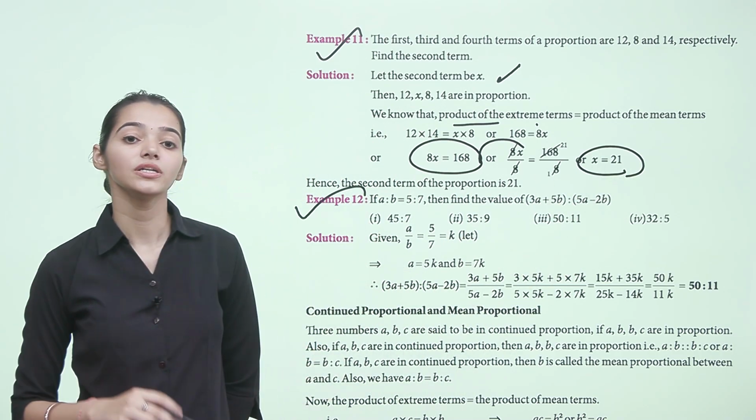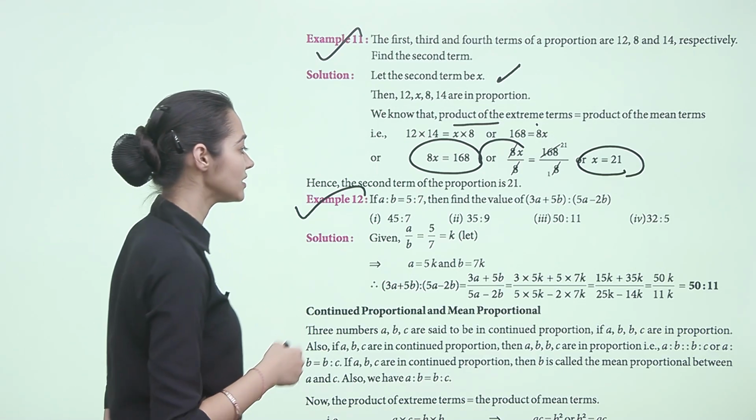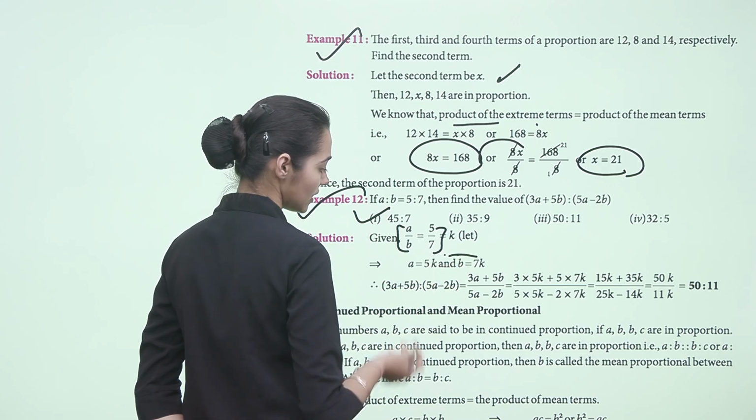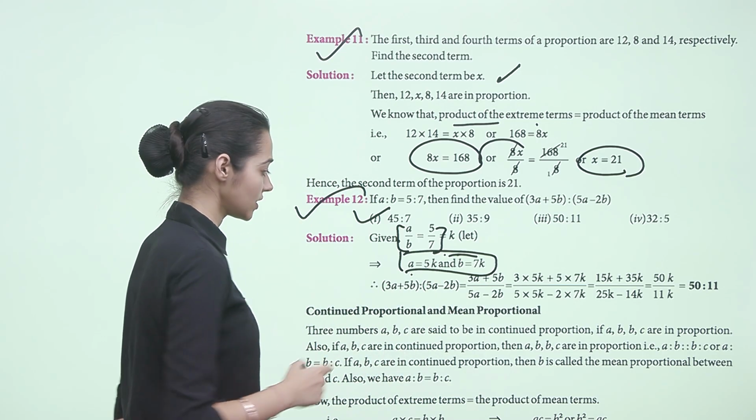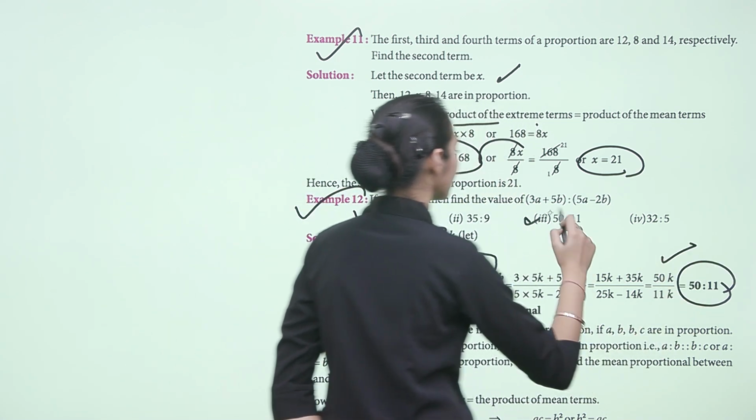In another example, here we are given A ratio B is equal to 5:7. Then we have to find the value of these terms. So first, A ratio B is equal to 5:7, that is equal to K. Then we put A as 5K and B as 7K. Then when we put in the values, 50:11 is our correct answer.